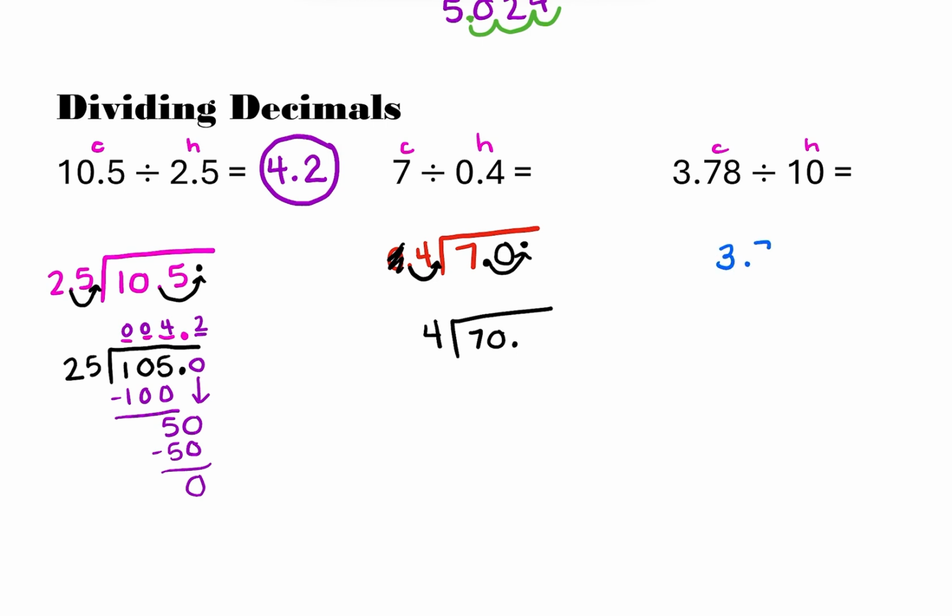I have 3.78 and then a 10. Does my horse have a decimal? No, it does not. So on this one, I'm ready to go. My decimal is already inside. I'm going to bring it up. I'm going to put 1 dinner plate because I have a 3, and then 2 dinner plates in the back, and then I'm going to divide from there, okay?